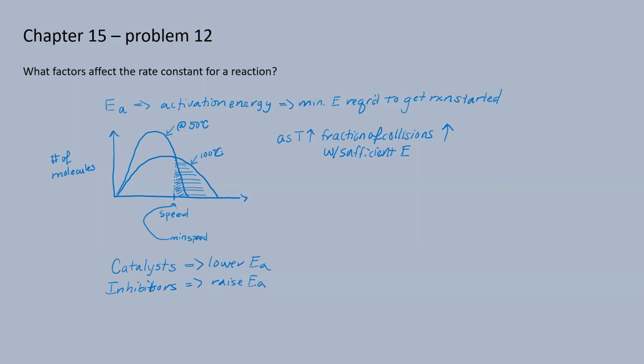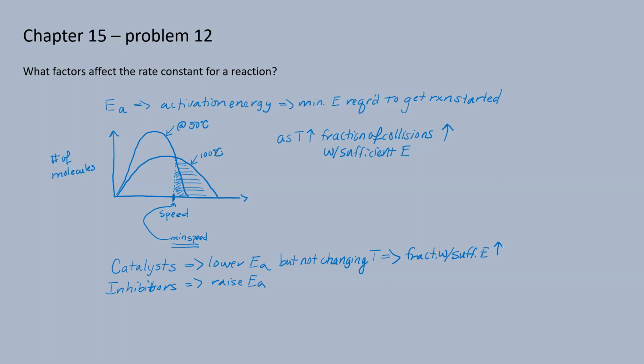So imagine, if you will, that you're moving your minimum speed point. If it's a catalyst, you're moving it to the left. So you're not changing the temperature, so you're not changing the shape of these bell curves, but you are changing that shaded area under the curve. And so by lowering the activation energy, but not changing the temperature, this will also cause the fraction with sufficient energy to go up.